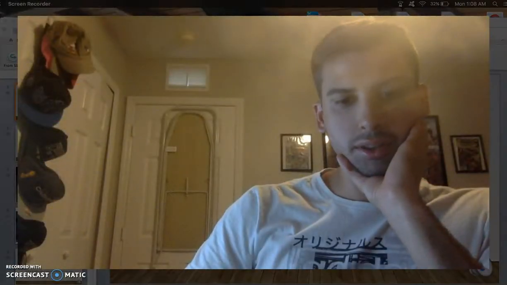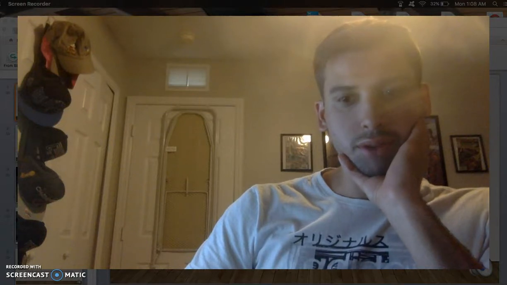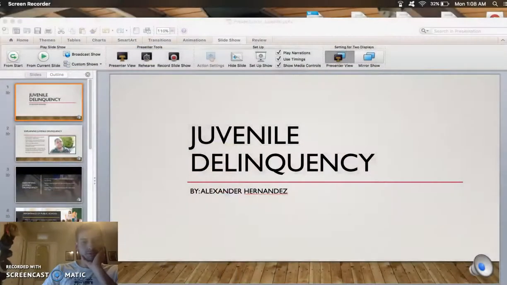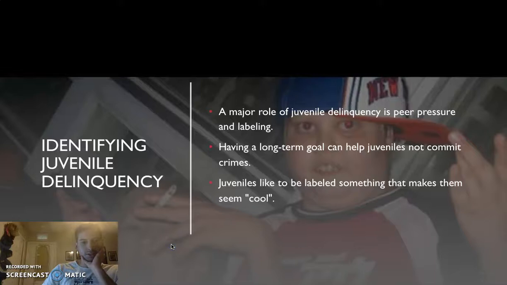Another thing is labeling. Juveniles like to be labeled. Labeling is something like when juveniles do certain things because they want to be labeled as a gangster, or be labeled cool, or be labeled as a drug user. Just being labeled is another thing that makes juveniles do things they shouldn't be doing.